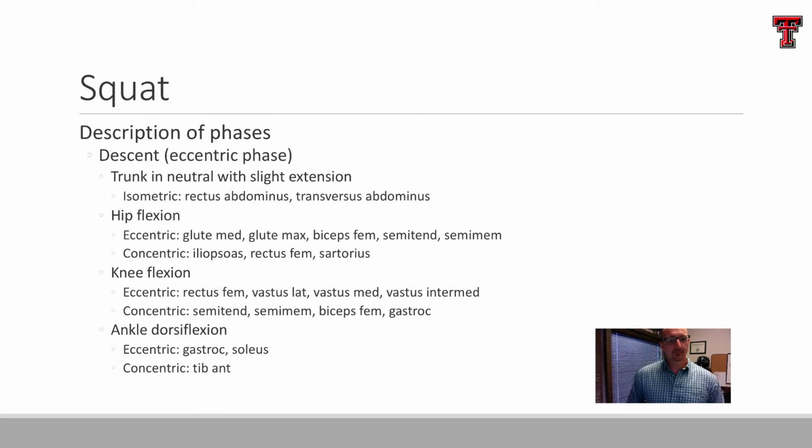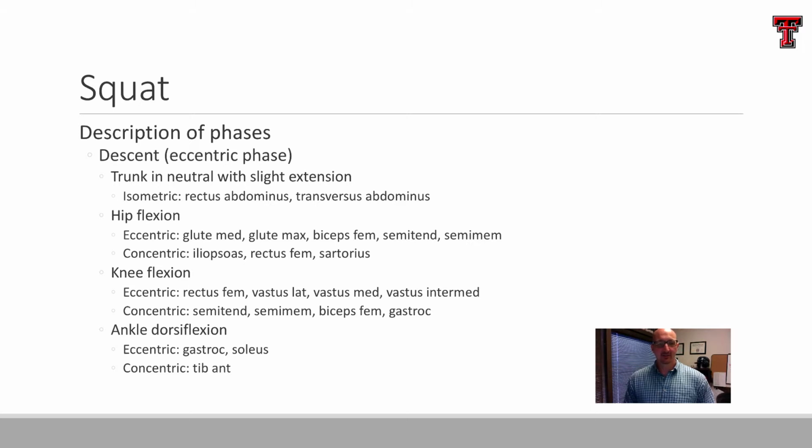Okay. So if we look at muscularly what's going on there, once we've described the motion, then we look at, okay, which muscles are controlling that, okay? So in that descent phase, the trunk being held in neutral with slight extension, that's going to be our rectus abdominis and then our transversus abdominis. There are other muscles that are involved here, certainly, but these are largely going to be isometric with some eccentric, not a lot of motion here. We're trying to stabilize the core. And then that hip flexion is occurring eccentrically.